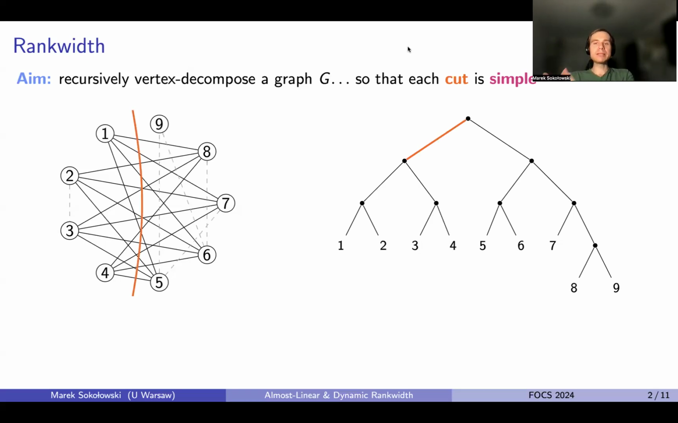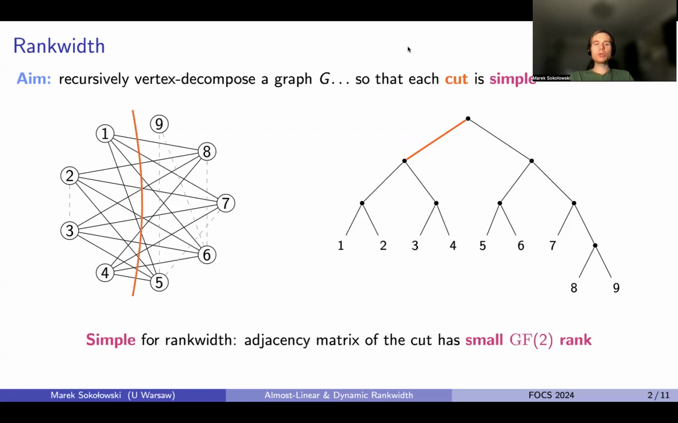So what does it mean to be simple? Whenever I take any cut in the tree, it splits the set of vertices into two parts, here 1, 2, 3, 4 and 5, 6, 7, 8, 9. And I want the connections between the sides of the cut to be as simple as possible. For the case of rank width, what we care about is the binary rank of the adjacency matrix of the cut.